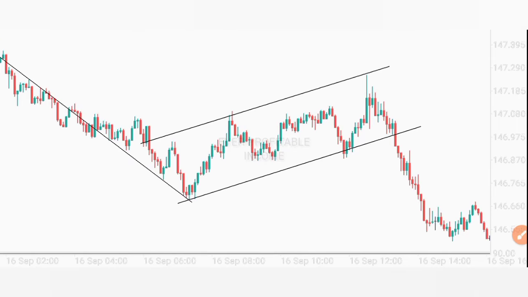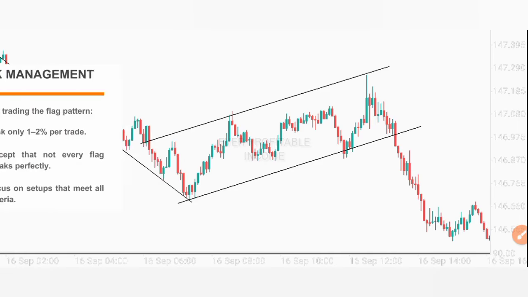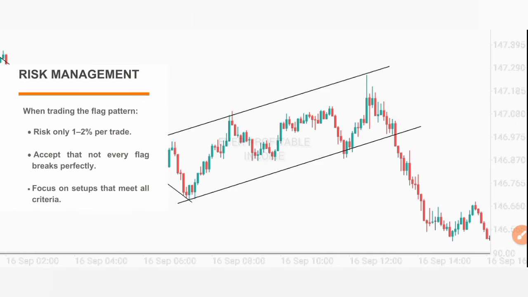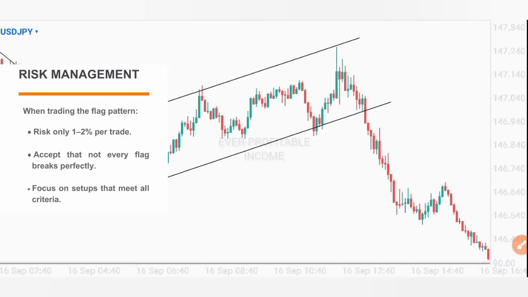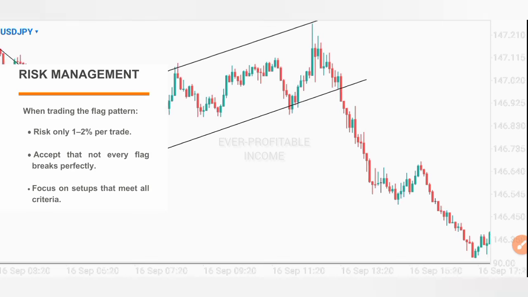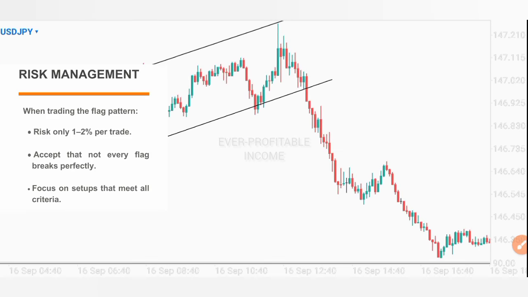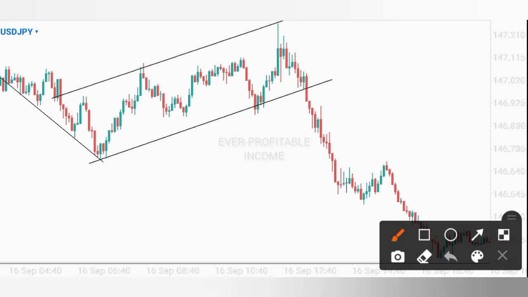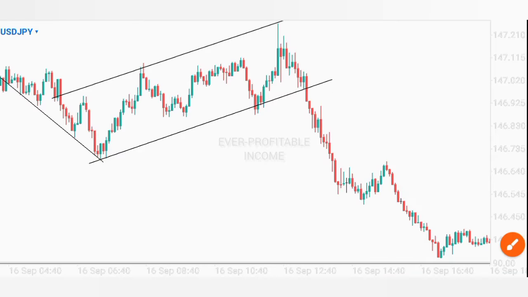While you trade, you want to manage your risk. Risk management is very, very important. So when trading the flag pattern, you have to risk only 1 to 2% of your capital per trade. And you should also have it in mind and accept that not every flag breaks perfectly, so do not expect to have a long duration of profits. It might just be a short break and then it reverses. So have that in mind.